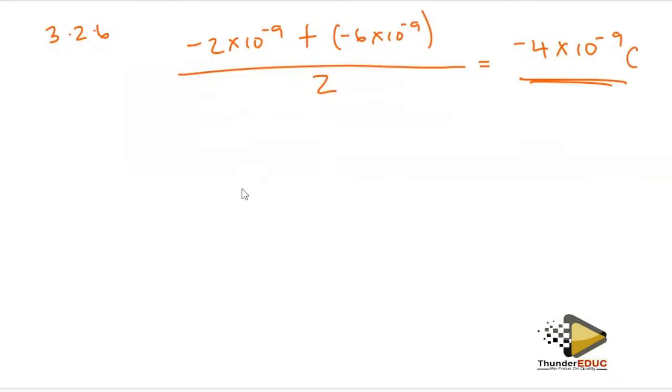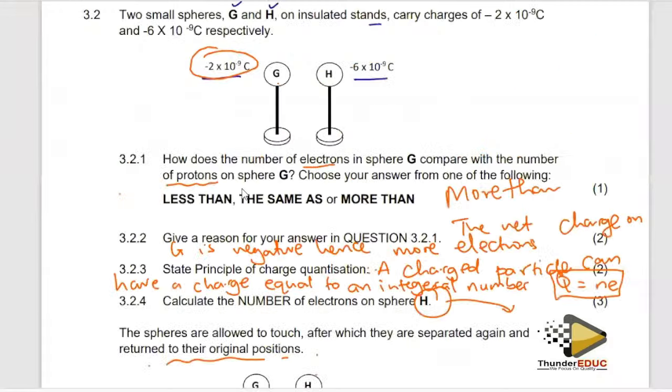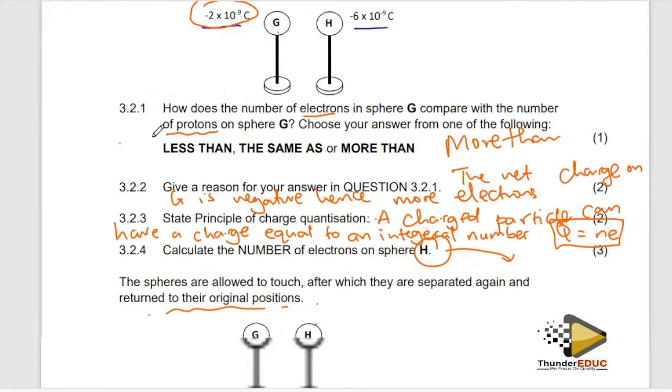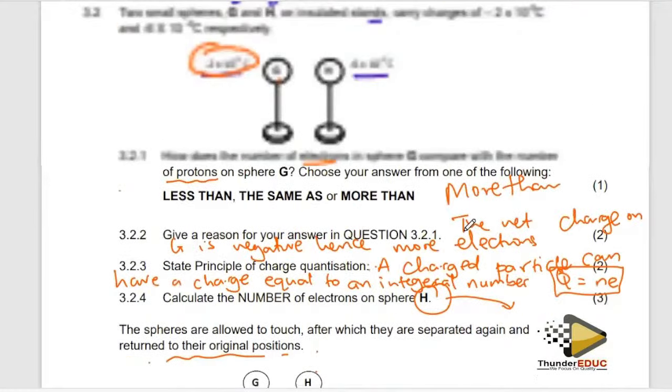Then for us to get the charge transferred, we're just going to get -4 times 10 to the -9 minus -2 times 10 to the -9. I'm doing this with reference to the charge on G, since they want us to get the number of electrons transferred to G, so I can use the charge of G.